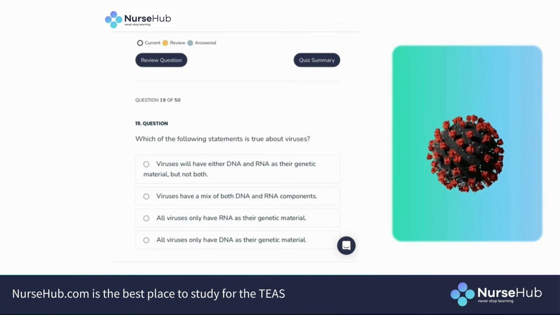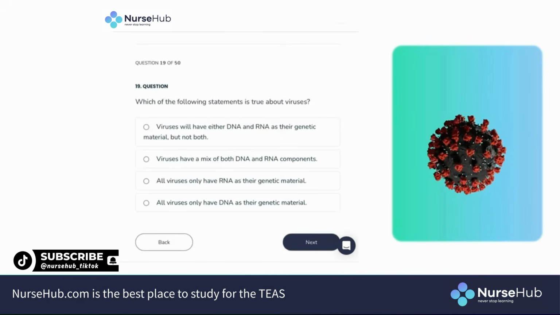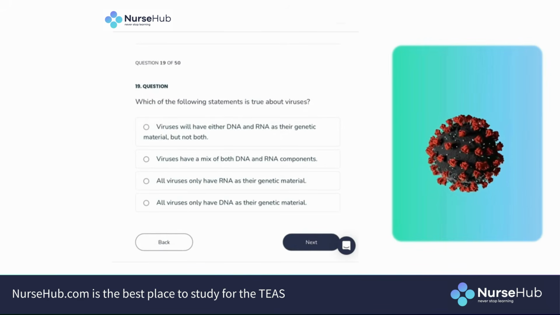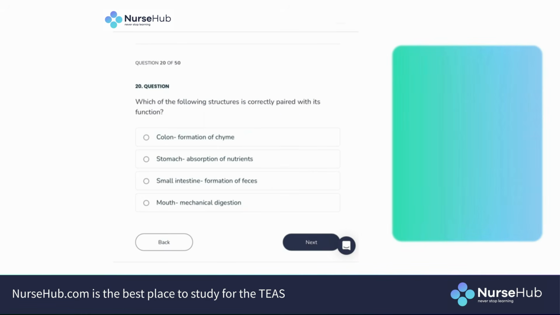Question number 19 asks us, which of the following statements is true about viruses? Answer choice 1 is viruses will either have DNA or RNA as their genetic material, but not both. Next, viruses will have a mix of both DNA and RNA components. The next answer is all viruses only have RNA as their genetic material. And finally, all viruses only have DNA as their genetic material. What you will learn is that viruses can have either DNA or RNA as their genetic material, but they will not have both. Moving on to question 20.